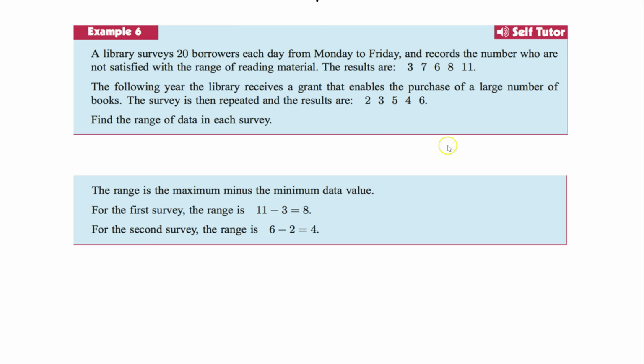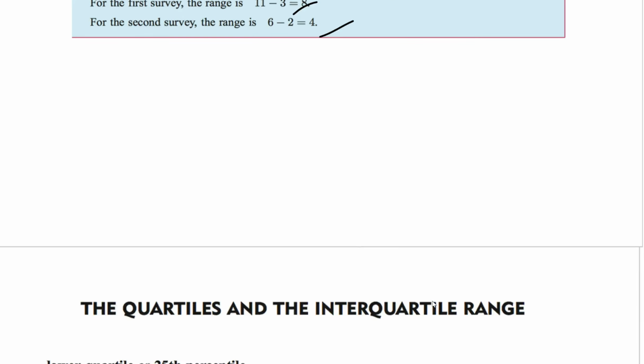Right, so all we're going to do is get the highest value minus the lowest value, so 8. And the same thing over here: 6 minus 2, so 4. And that's how you find the range. Couldn't be simpler. Okay, now let's look at something a little more advanced.